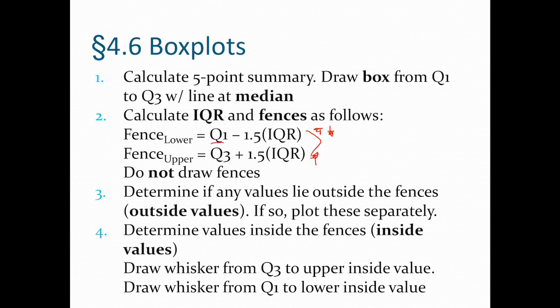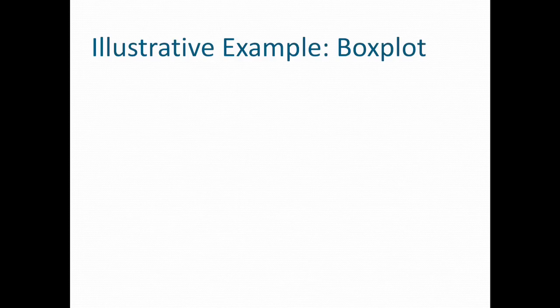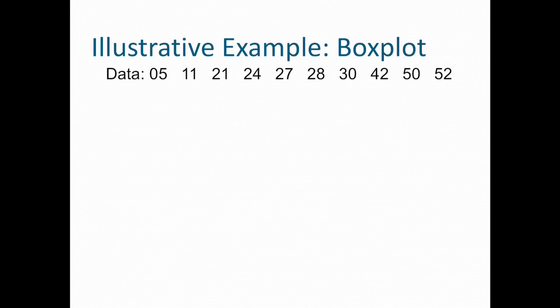You determine the values of the inside fences, and then you draw your whiskers from Q3 to the upper inside value, and you draw your whiskers from Q1 to the lower inside value. So here we have an illustrated example of a box plot. I'm running close on time, and I don't have enough to get through all the box plot examples here. So here is a box plot. Our example is going to be a box plot.